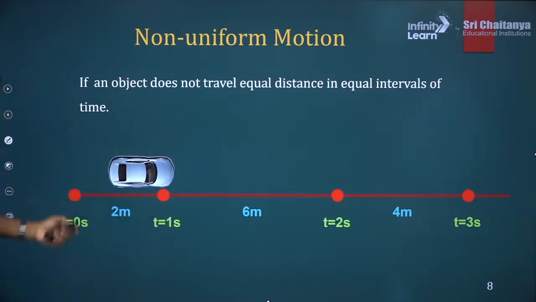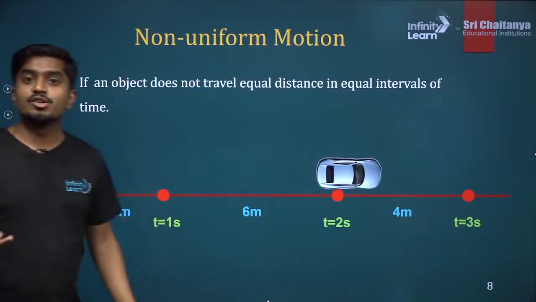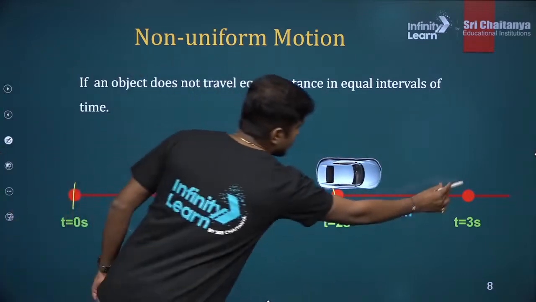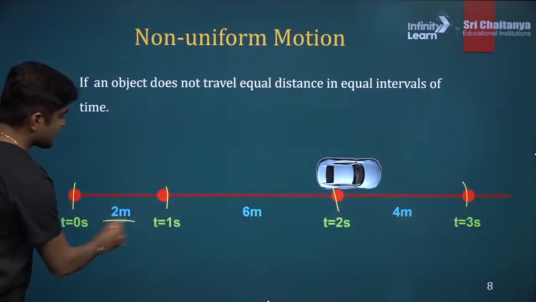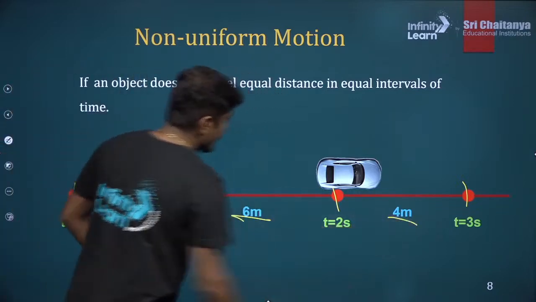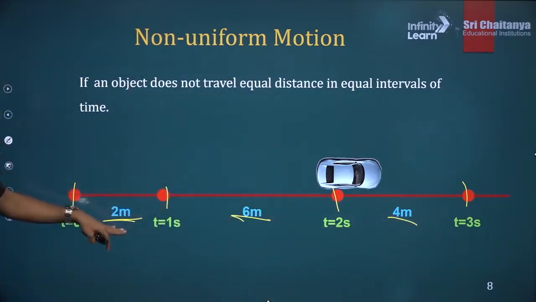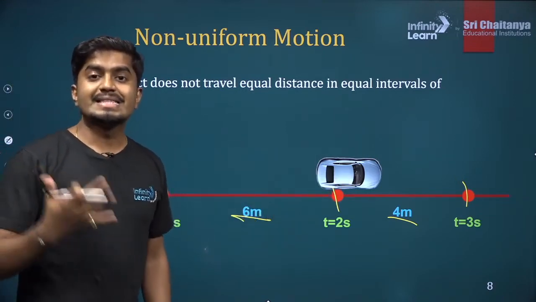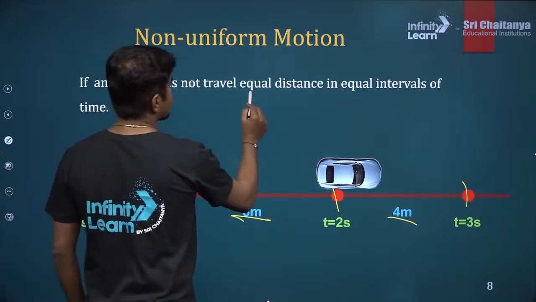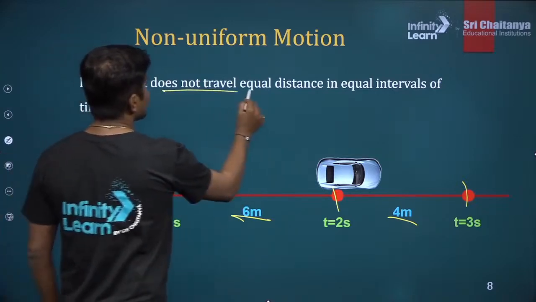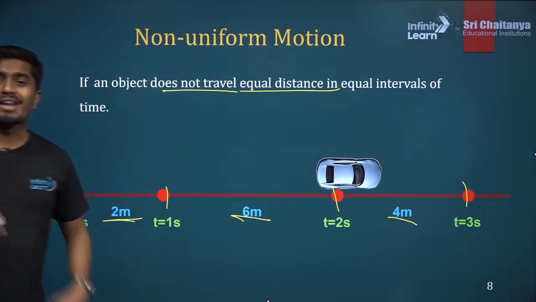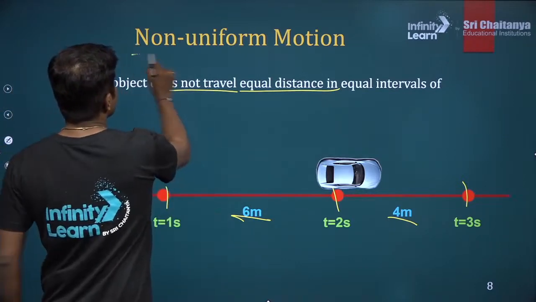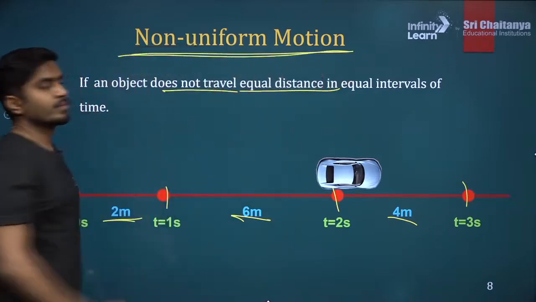Now another example. See this car? This car is not traveling uniformly. So what does that mean? There is a time stamp and these are the distances traveled by the car. In first 1 second, it is 2 meters, then 6 meters, then 4 meters. So the car is traveling unequal distances. Travel not equal distances or unequal distances in equal intervals of time. That is a non-uniform motion.